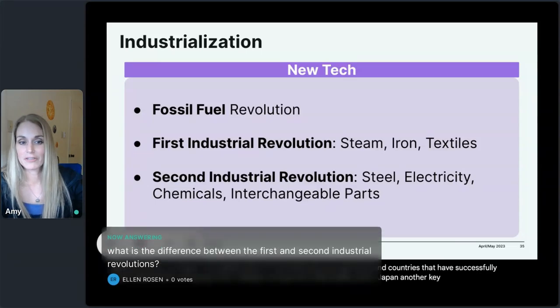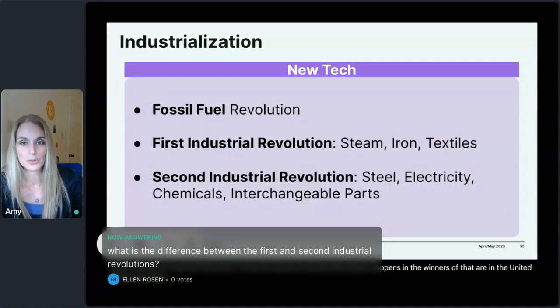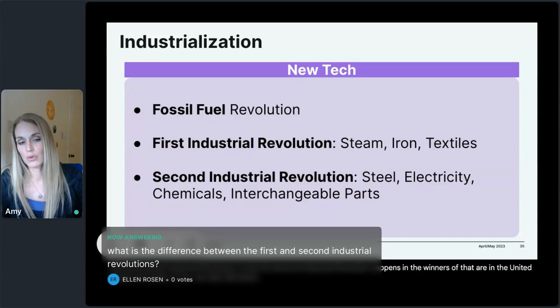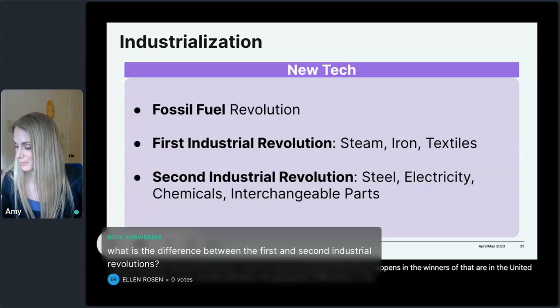Another key difference then in the first and second industrial revolution is that the winners of the second industrial revolution are in the United States and Japan. So you can also talk about the geographic differences or the regions changing.